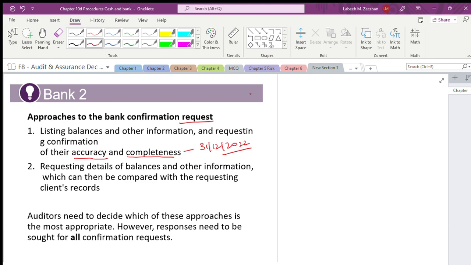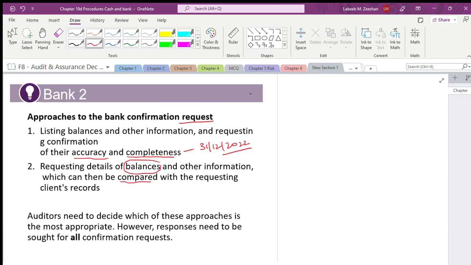Understand the point? It is part of the working papers. It is part of the activity that the auditors are going to do, and it has to be enclosed with the audit report. One of the documents that we are going to enclose with the audit report is the bank confirmation balance report, requesting details of the balances and any other information, compared with the client's record. Basically, we are talking in terms of requesting the details of the balances.